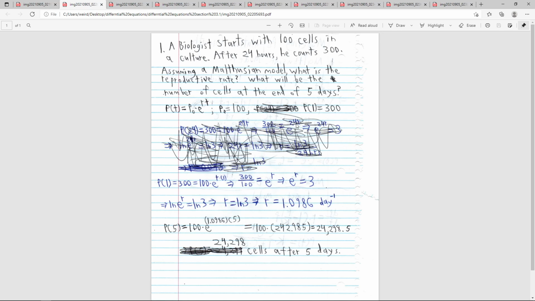Then we want to know the number of cells at the end of 5 days. So that's P of 5, which is equal to 100 times e to the 1.0986 times 5. For that you get 24,298.5, and you should round down because you can't have half a cell. At least, you could, but it wouldn't be alive. So 24,298 cells after 5 days.